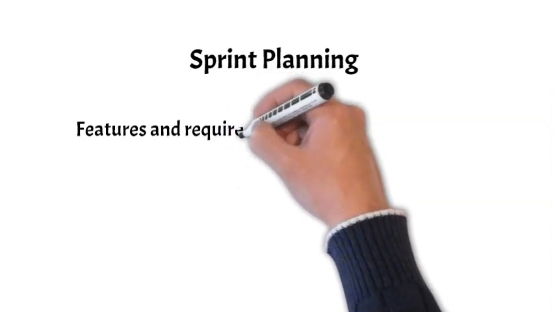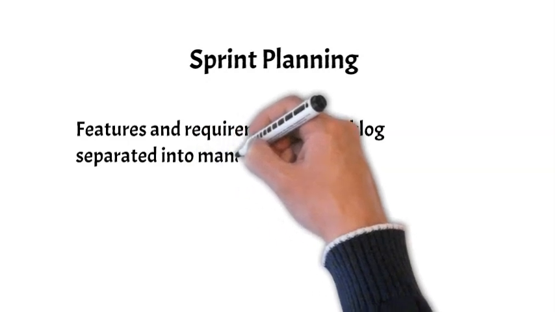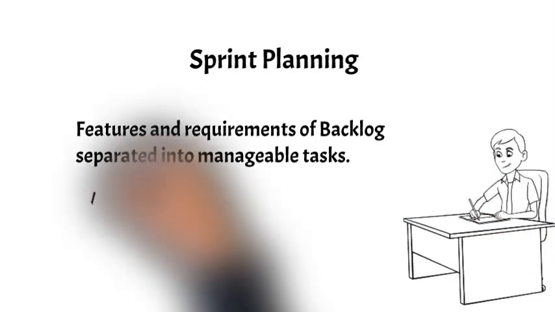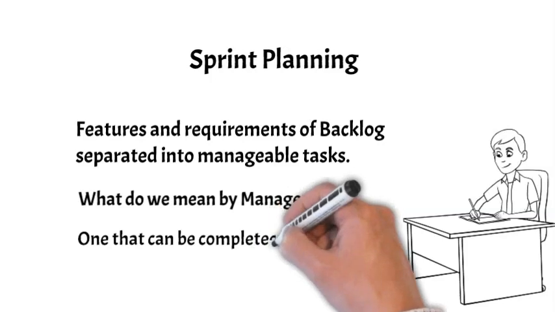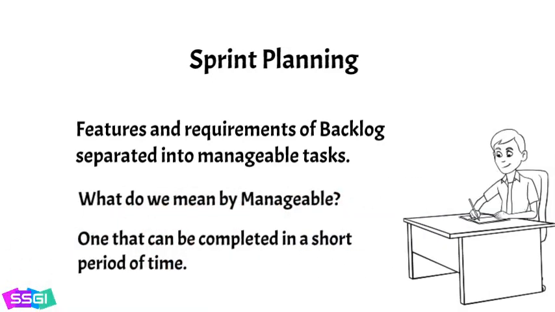In sprint planning, the features and requirements of the backlog are separated into a set of manageable tasks for inclusion in a sprint. What do we mean by manageable? A manageable task is one that can be finished in a short period of time. It has a definite beginning and end, and it can be completed by an individual or small group of individuals. So a sprint includes a set of manageable tasks that can be completed within a given period of time.